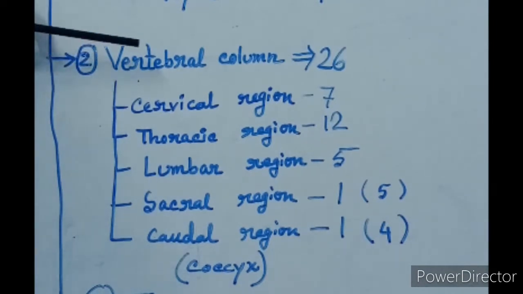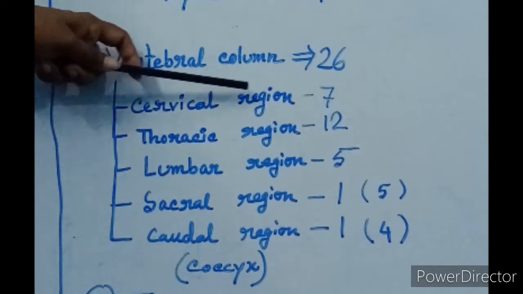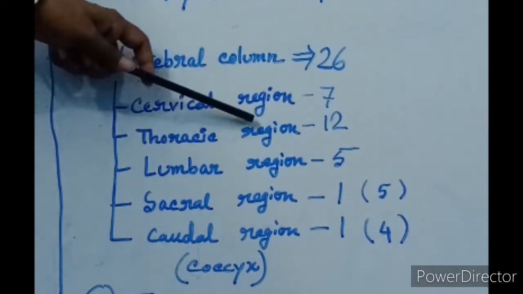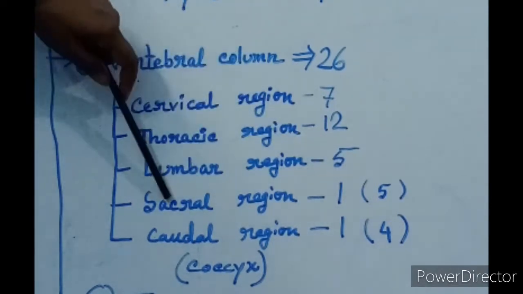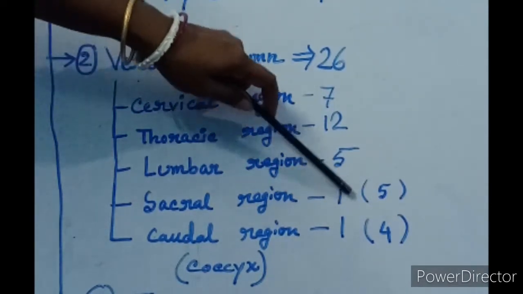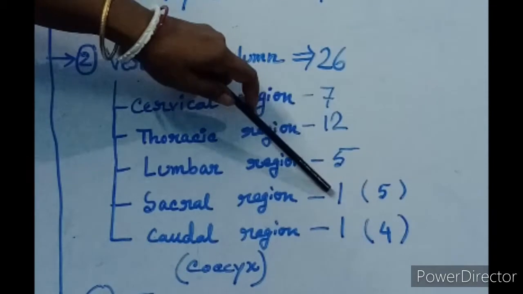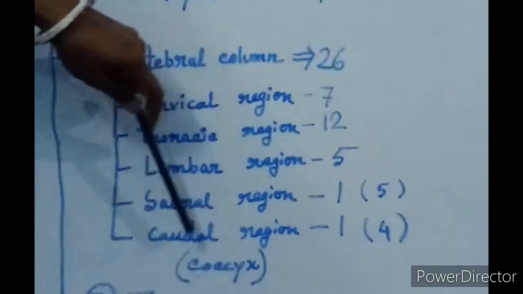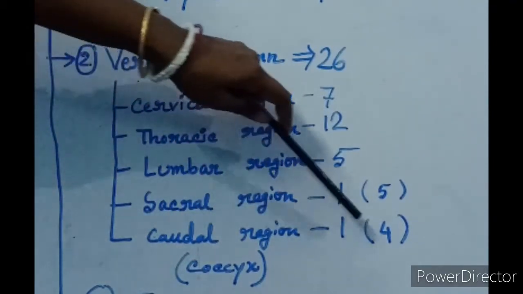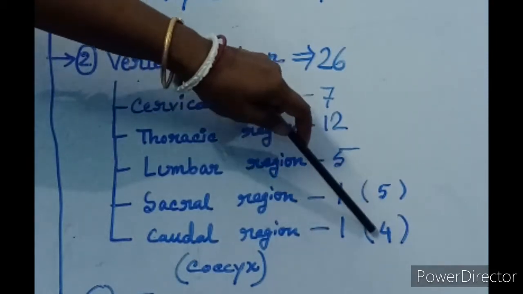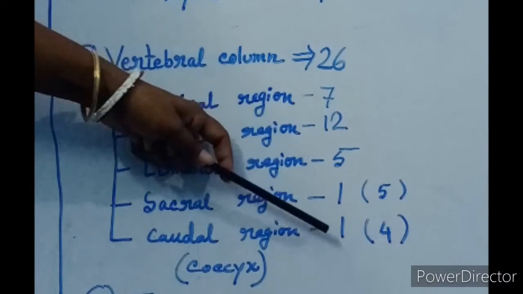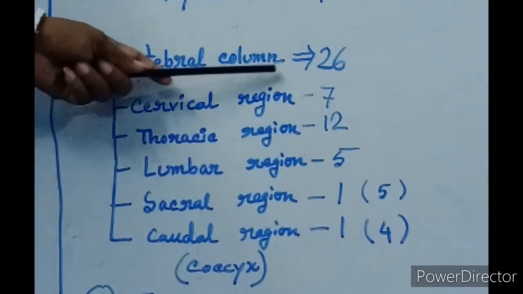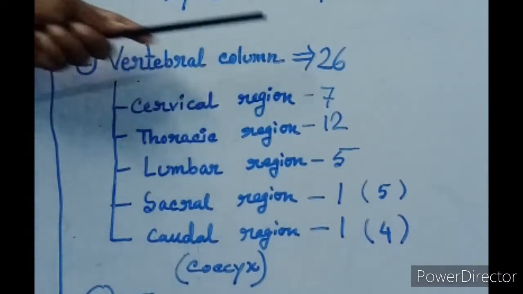Now, what bones are there in the vertebral column? Cervical region, 7 bones. Thoracic region, 12 bones. Lumbar region, 5. Sacral region, 1. Here 5 bones are fused, forming a single bone. And caudal region, 1 bone. Here also 4 bones are fused, forming a single bone. So in total, the vertebral column has 26 bones.